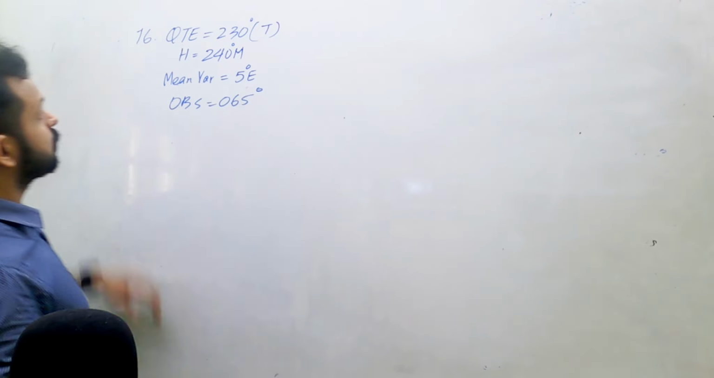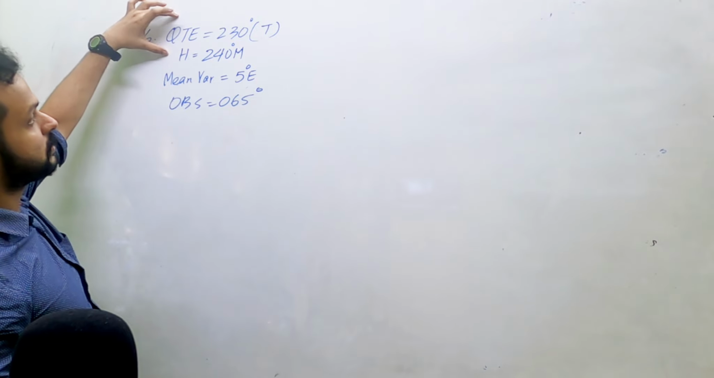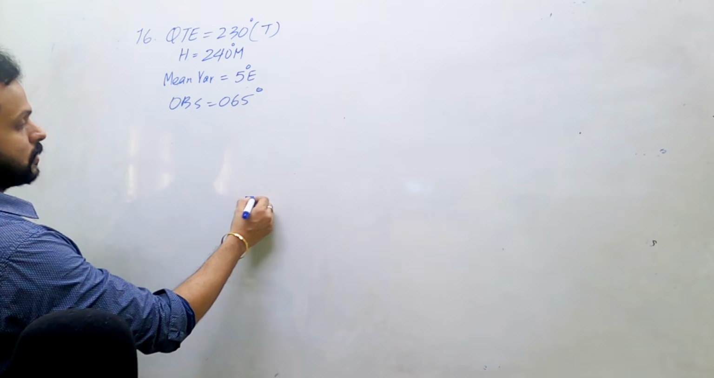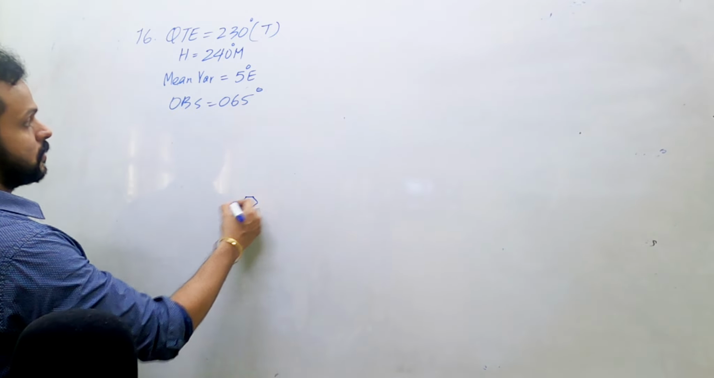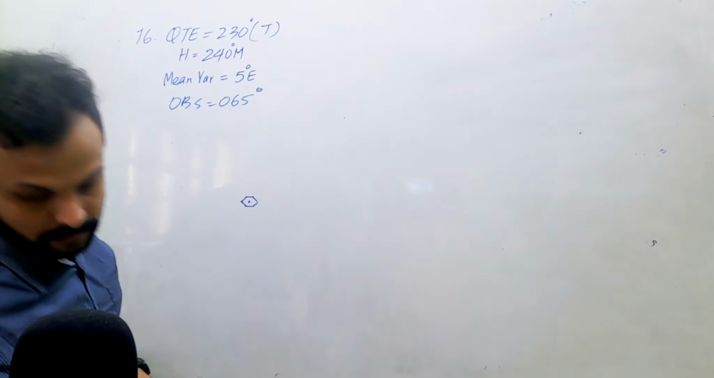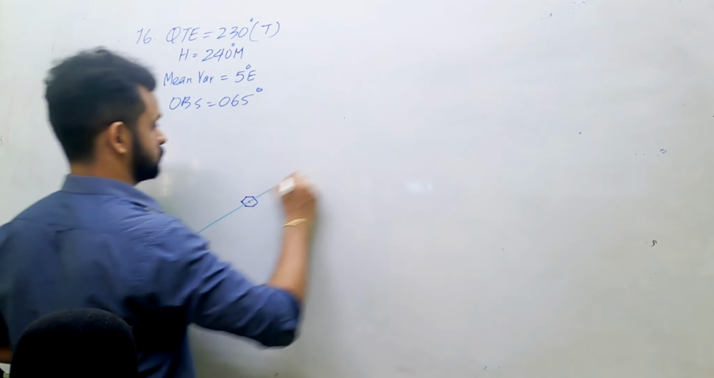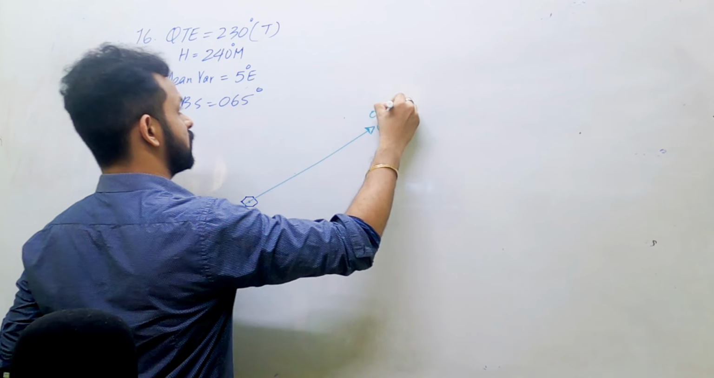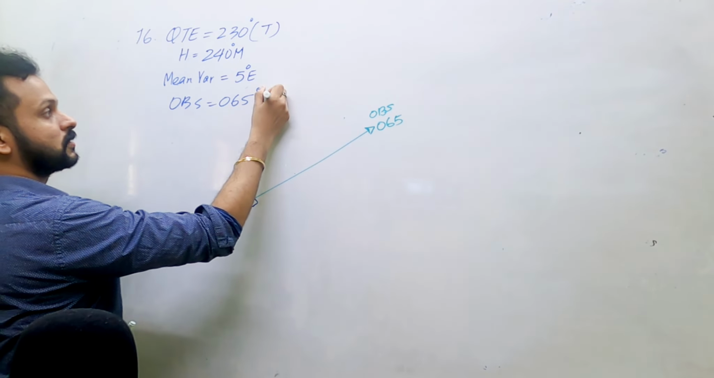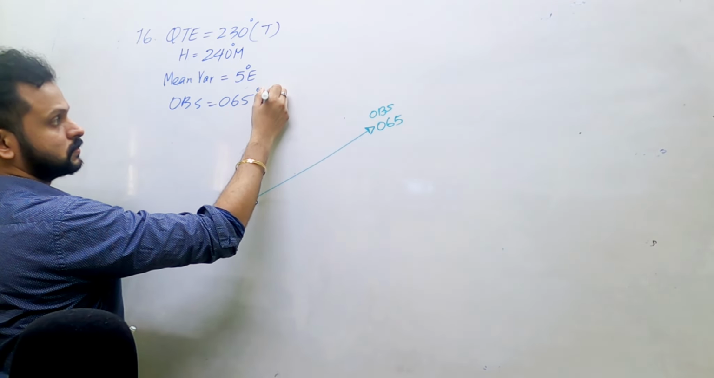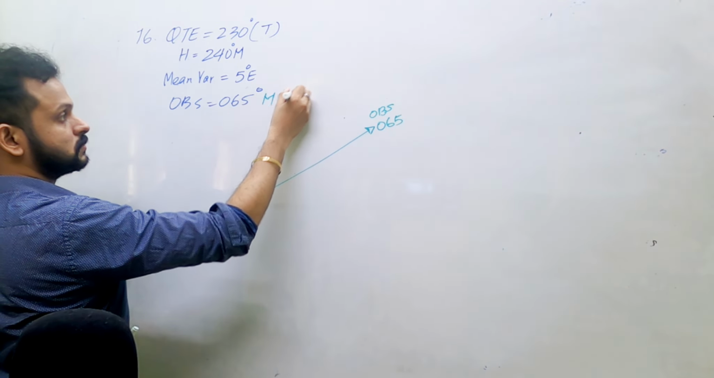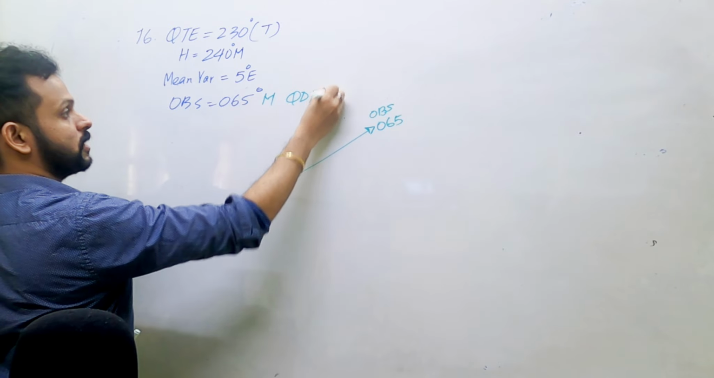Right. So here you have the true bearing from the station as 230 degrees. Let's draw the VOR here. The OBS radial is 065. This is the OBS radial, and since it is given as 065, is it true or magnetic? Magnetic. What Q code is it? QDR. That's right.